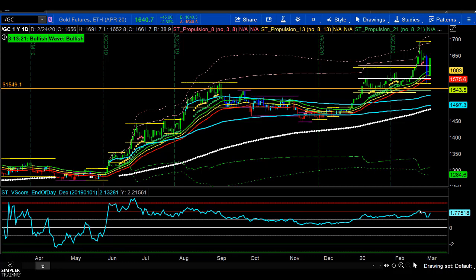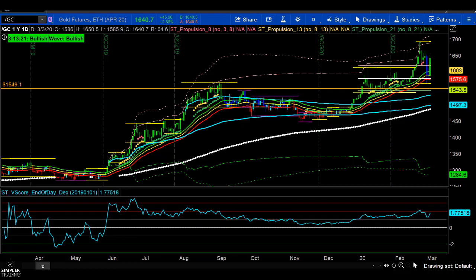So I'm still very bullish on gold, double green uptrend, as you can see here. We'll continue to buy the pullbacks as we have now for a couple months.